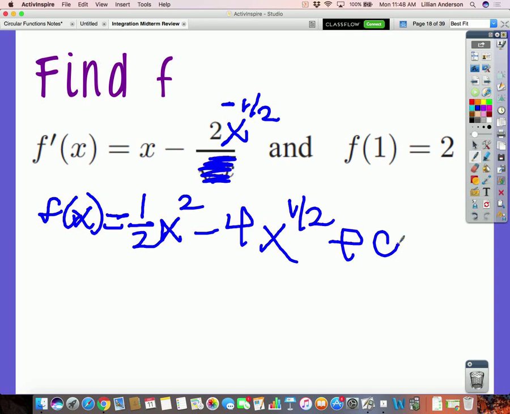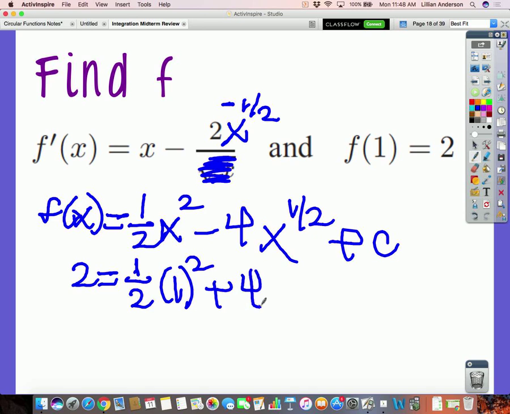So then from this point, you will plug in 1 for x and 2 for y to find your value of c. So go ahead and do that. Plug in 1 for your value of x and solve. So for all this is non-calculator. You're finding the value of c.